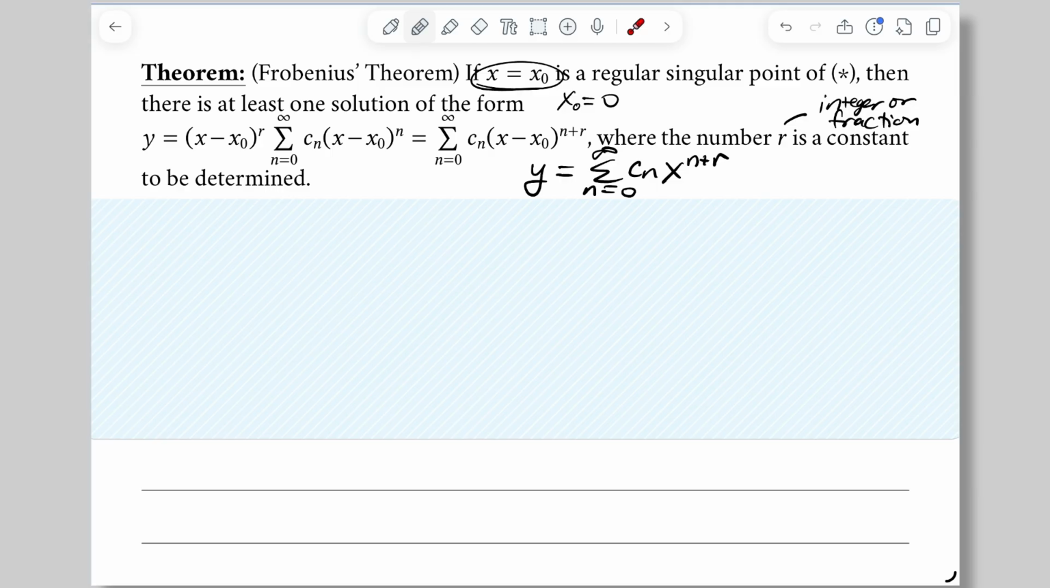That's really the takeaway. If we either have an x y double prime in our differential equation or an x squared y double prime, then our proposed form of solution is going to be a power series that has, instead of x to the n, x to the n plus r. We'll explore the implications of this in the next video.